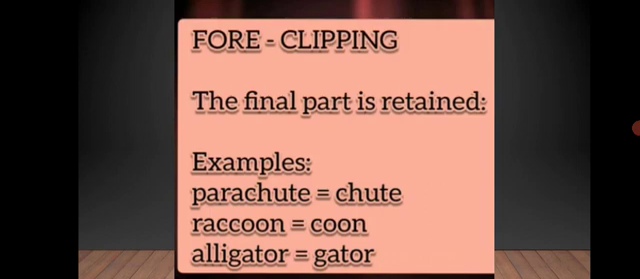Raccoon. In this, the first part, R-A-C, we have to cut, and the final part, C-O-O-N, will be retained. Coon. And in alligator, A-L-L-I, we have to cut the first part and the final part will remain the same. Gator. So parachute, chute, raccoon, coon, alligator, gator.